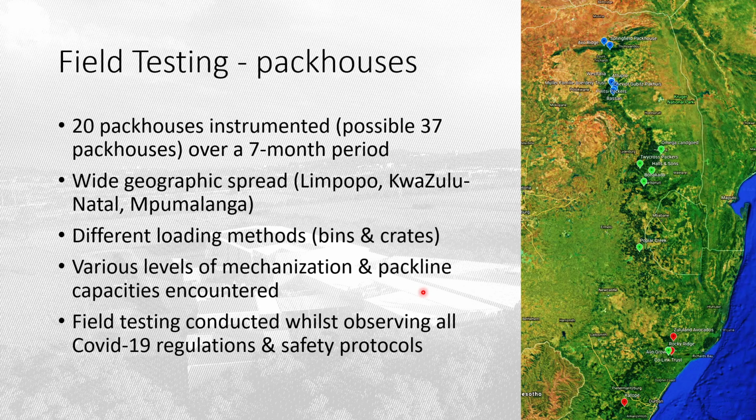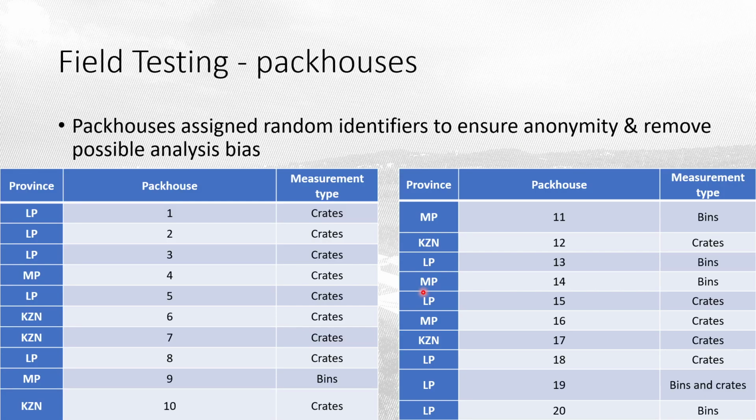avocados in the country. In the end, for these 20 packhouses, we made sure that in the analysis and so on, we anonymize the data. Obviously, at the background, we've got a secure place where we know exactly which data comes from which packhouse, but for all the analyses and all the reporting and so on, we kept it anonymous so that we also keep any possible bias out of the analysis.